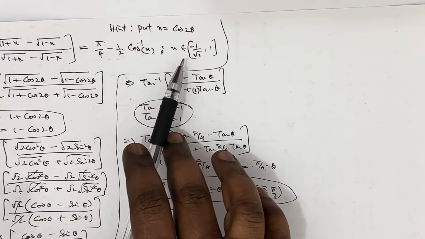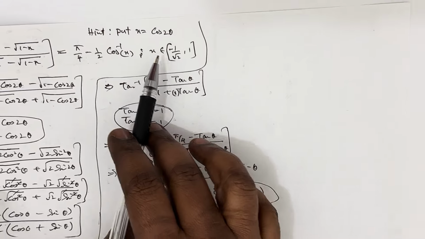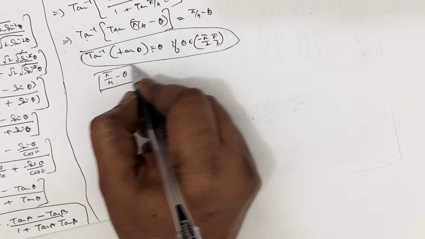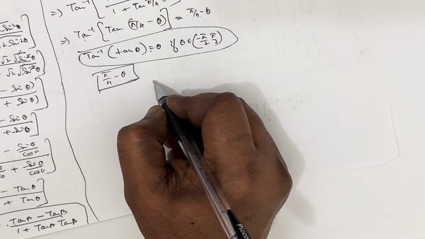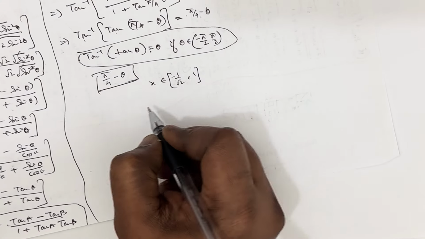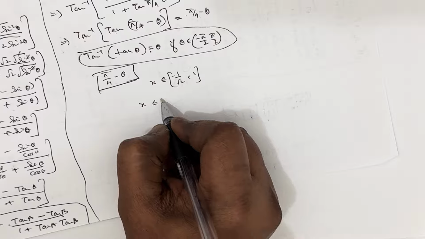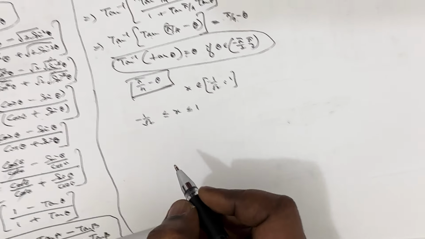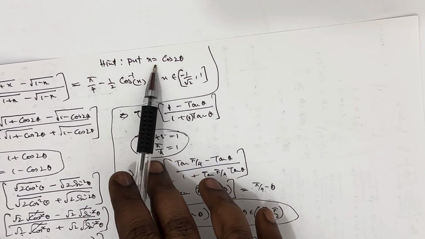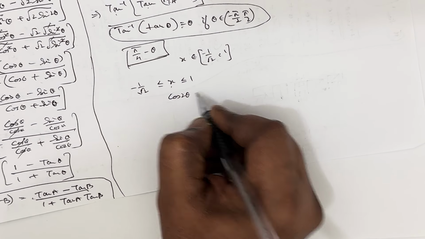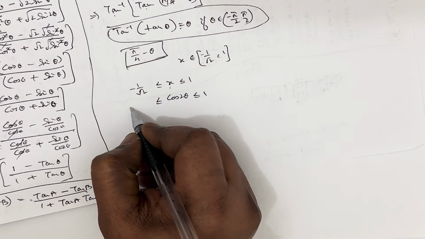Now here they have been given a condition, that is x belongs to minus 1 by root 2 to 1, or x is less than or equal to 1 and greater than minus 1 by root 2. Now we have taken x is equal to cos 2 theta, so let's put x is equal to cos 2 theta. So cos 2 theta is less than or equal to 1, which is greater than minus 1 by root 2.